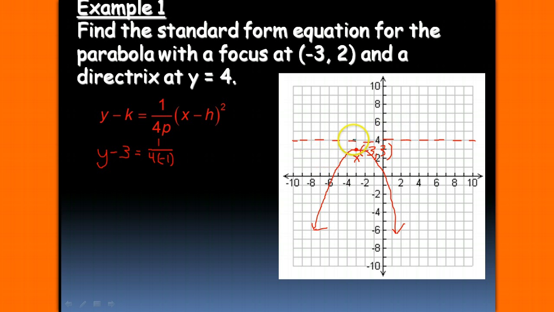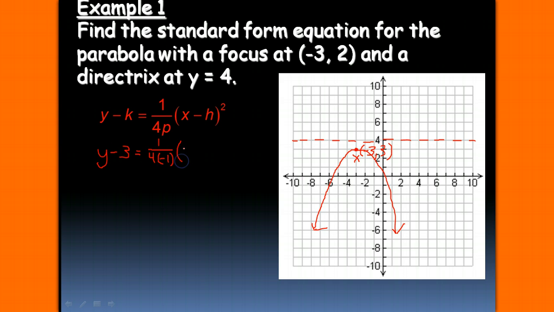Well, from the directrix, did the p go up or down? It had to go down. It went down to the vertex, and then it went down to the focus. It's a downward opening parabola. Because of that, it's going to be negative. So we have negative 1 right there.